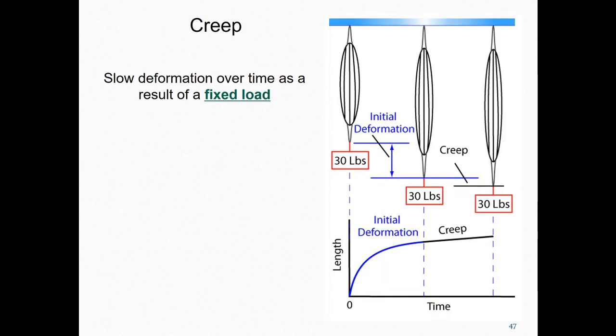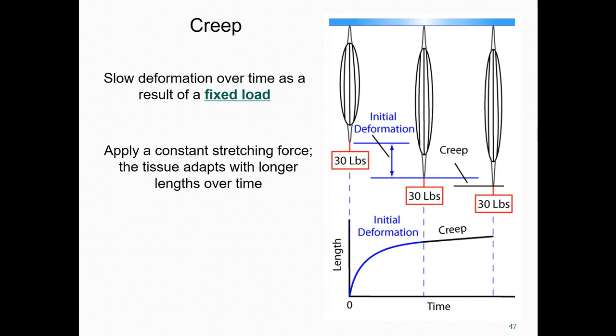So here we see a graphic representing creep in a tissue. A fixed load or stretching force, so here we see the 30-pound weight, is applied to the tissue. When we do this, we see an initial deformation. So we apply the weight, and then we see the tissue deform. We see it stretch as a result of the 30-pound weight being applied. This deformation is being seen as the blue line in the graph.